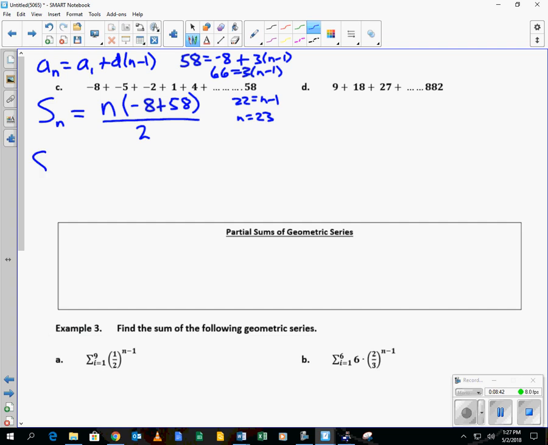So S sub 23 is equal to 23 times 50 over 2, or 23 times 25, which is 575. How about it? Little trick involved there, huh? See if you can do letter D on your own.